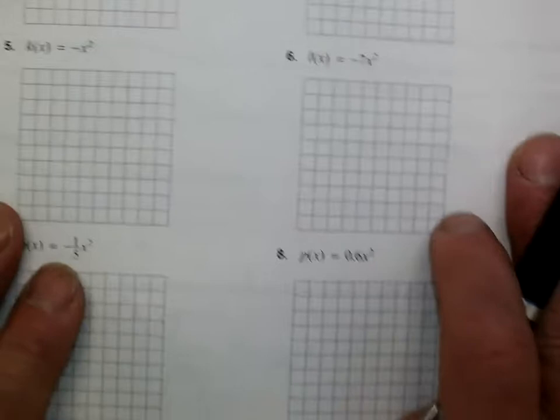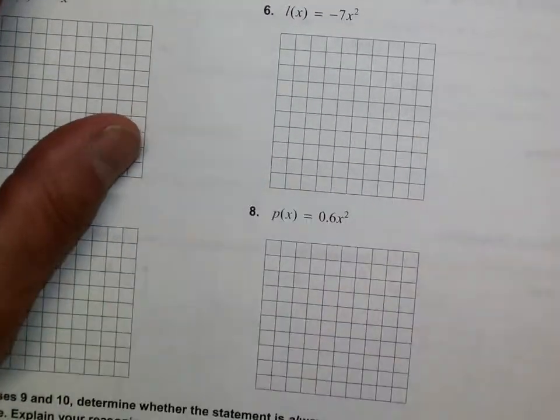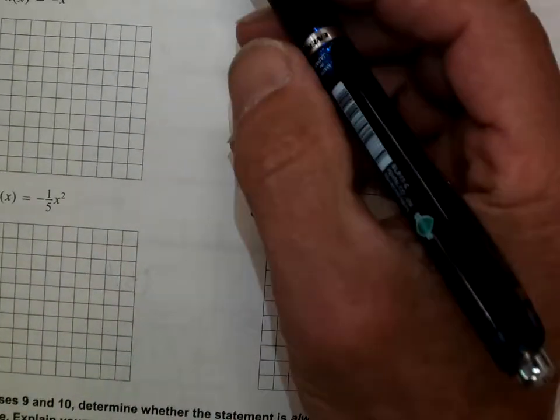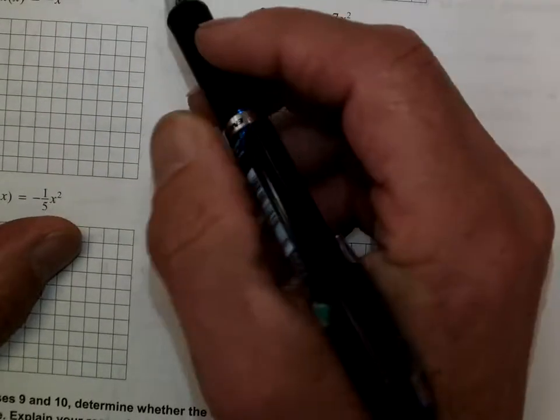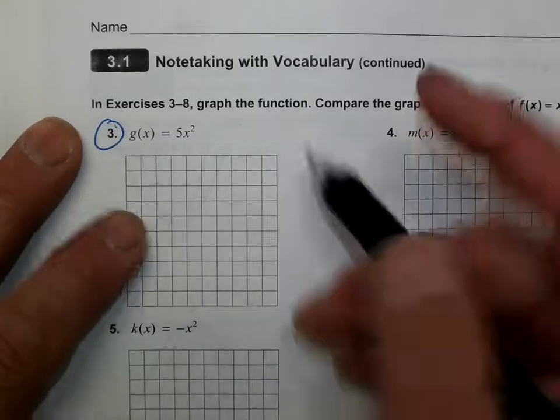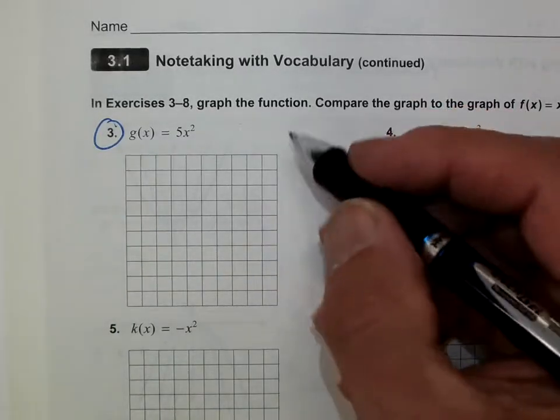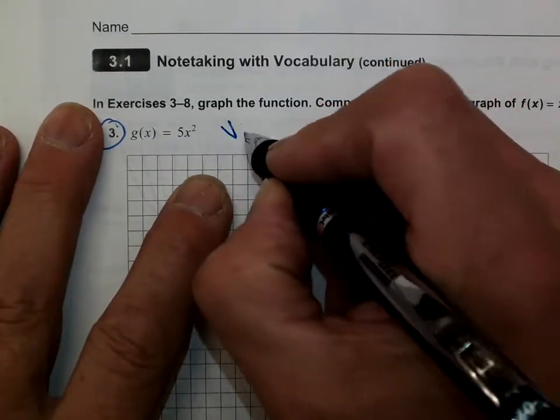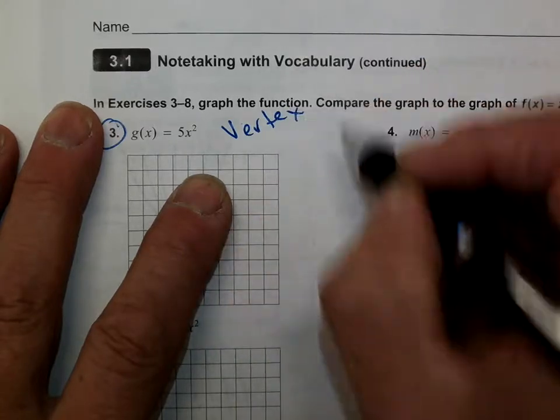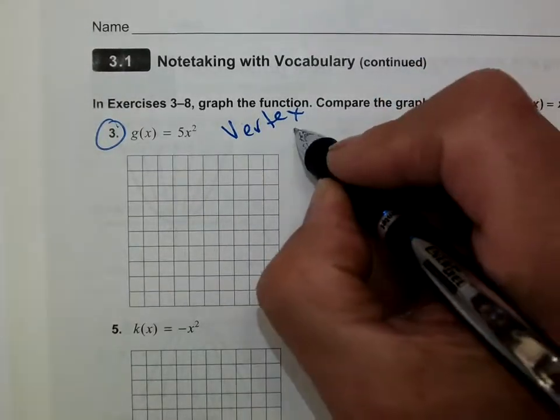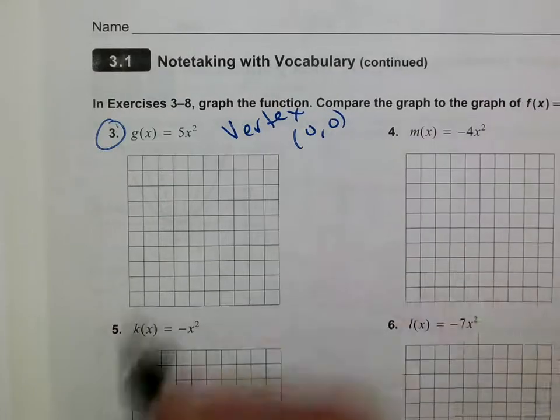Okay, turn the page. Now let's take a look at, first of all, number 3. Go to 3. Now, on number 3, real quickly, what's the vertex? 0, 0, okay? Totally correct. 0, 0 is correct.